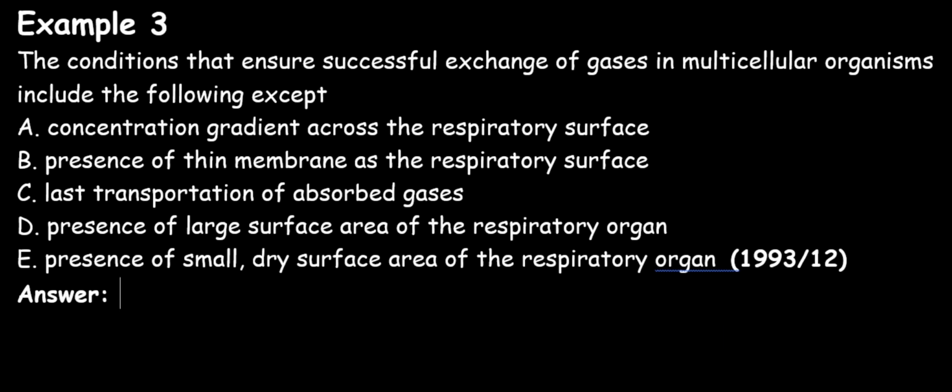Our next question says the conditions that ensure successful exchange of gases in multicellular organisms include the following, except A. Concentration gradient across the respiratory surface. B. Presence of thin membrane as the respiratory surface. C. Fast transportation of absorbed gases. D. Presence of large surface area of the respiratory organ. E. Presence of small dry surface area of the respiratory organ.